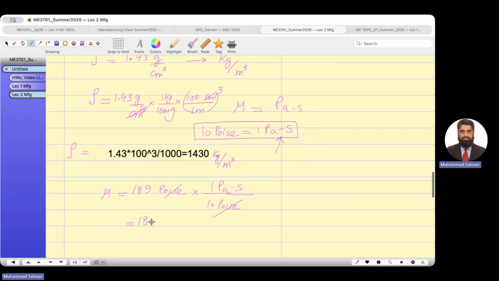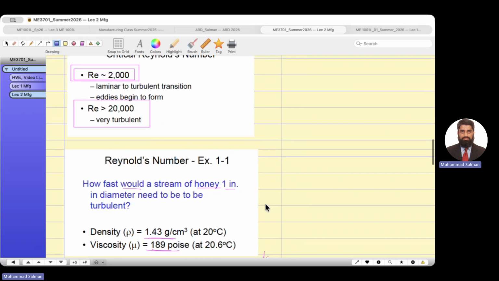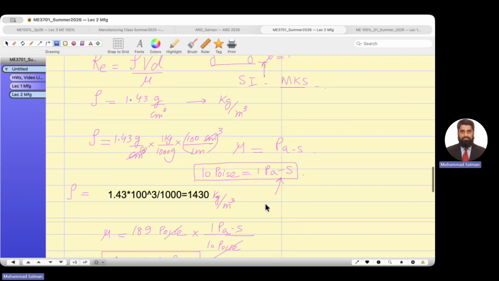18.9. The answer is 18.9 Pascal second. You understood the conversion, right? And now we will go apply in the Reynolds number. Reynolds number formula is this one.